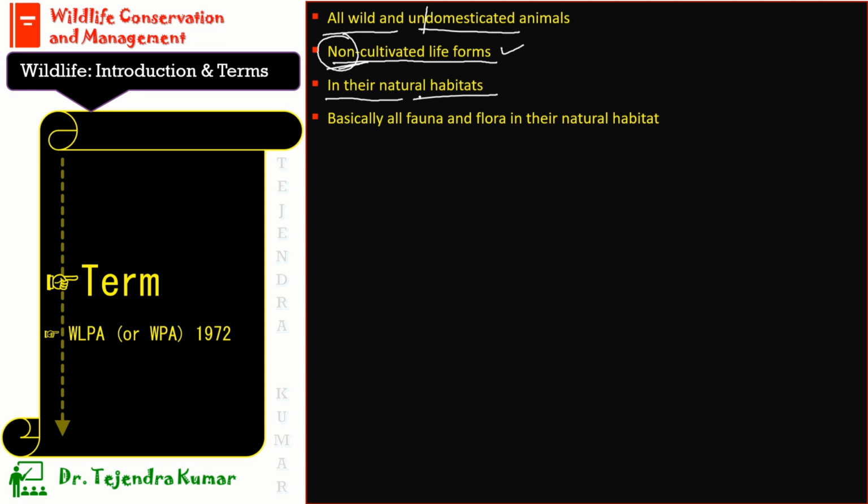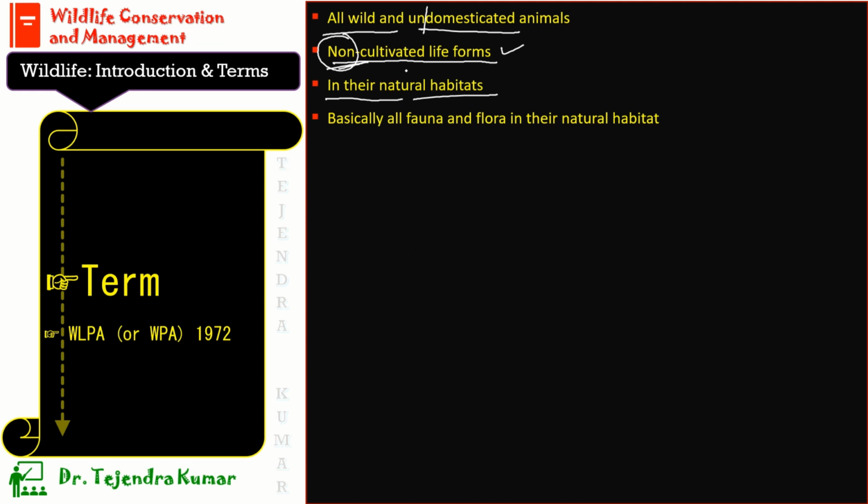If it is not in a natural habitat, if we are collecting animals and placing them into a zoo, or we are growing or culturing plants in the laboratory or in our farm, then they will not be called wildlife, because if they are in the natural habitat, then we will call them wildlife. Otherwise it is not wild.